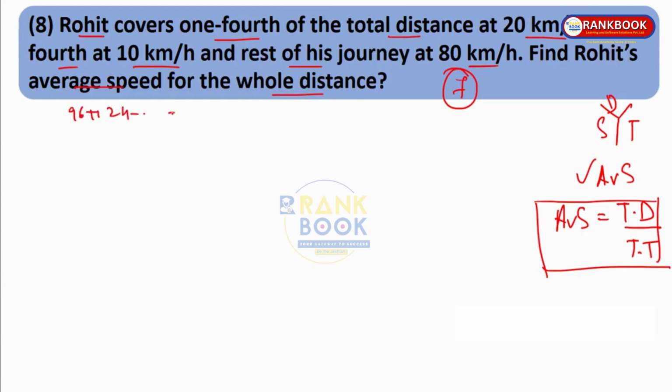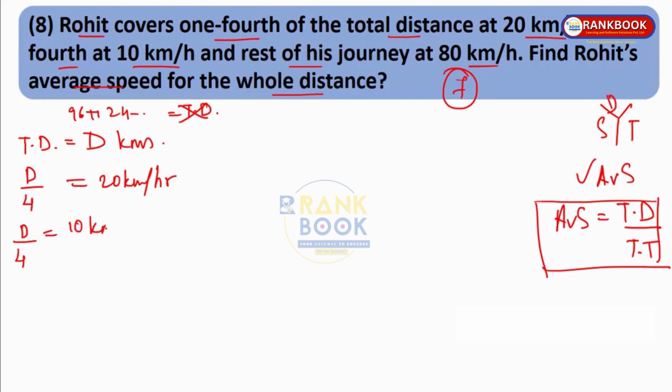So we added it and we got the total distance. Here, do we know the total distance? No. So let us assume the total distance traveled by Rohit is D kilometers. What are they given? 1/4 of the total distance, D by 4, is covered at a speed of 20 kilometers per hour. The next 1/4, D by 4, is covered at 10 kilometers per hour.